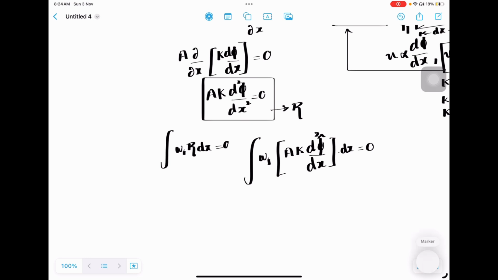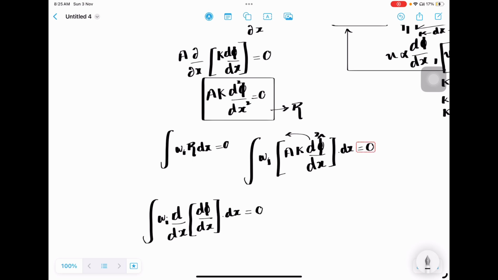In the next step, I'm going to take one differentiation outside. It is integral of Wi into A, taking one differentiation outside, d by dx into d phi by dx, into dx is equal to 0. I think I missed this AK, so that term AK is here.